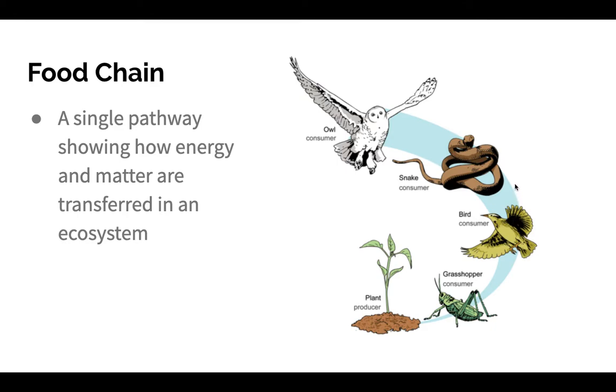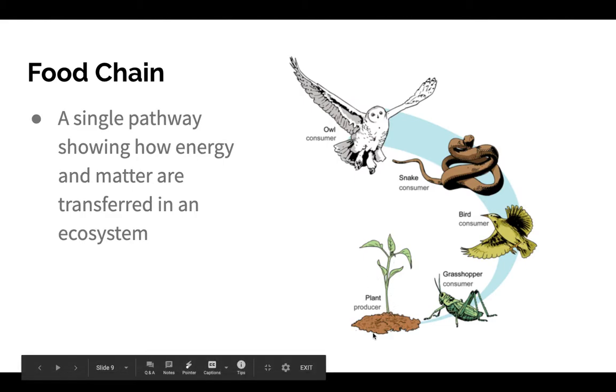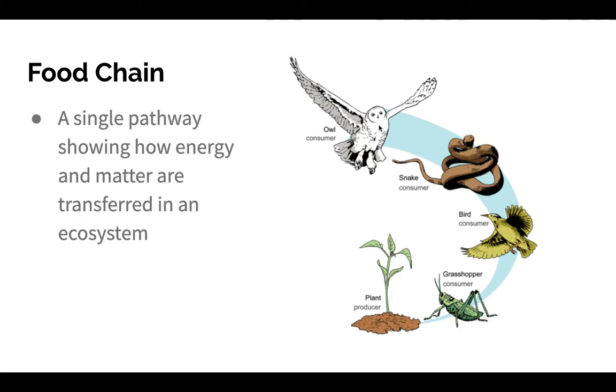We then have a snake who then will eat the bird. The snake is going to use the energy and the sugar trapped in the bird's cells so that it can live. And then at the top of our food chain is the owl, who's going to eat the snake and then, of course, use all of that energy to survive itself. The direction that these always go is you start here, and the arrow or the energy transfer goes up to the top.